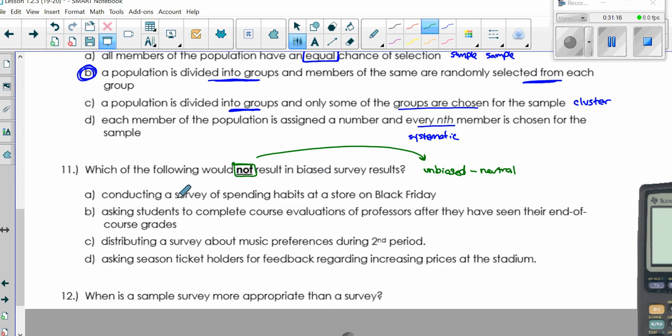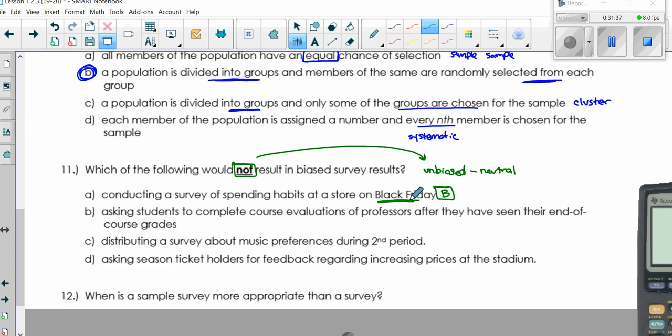It says conducting a survey of spending habits at a store on Black Friday. This is biased because if you're trying to conduct a survey of spending habits, you can't do it on Black Friday, which is one of the biggest shopping days of the year. Your answers are biased. They're totally not going to be accurate.